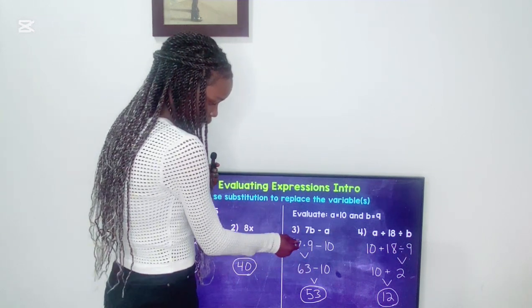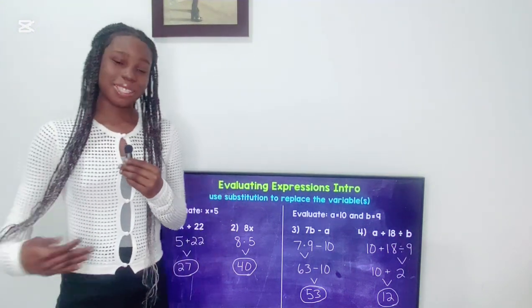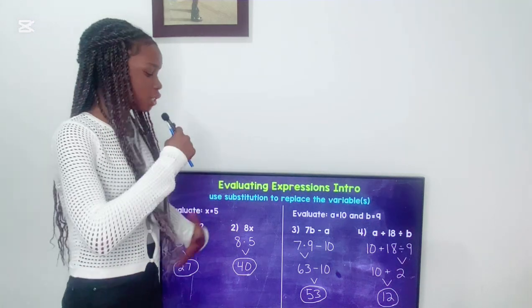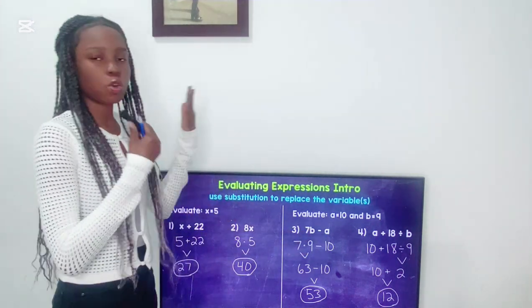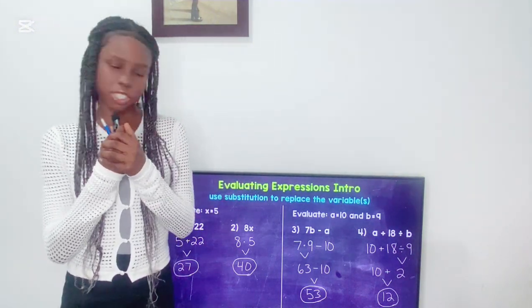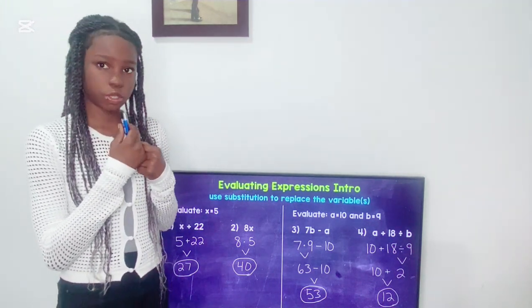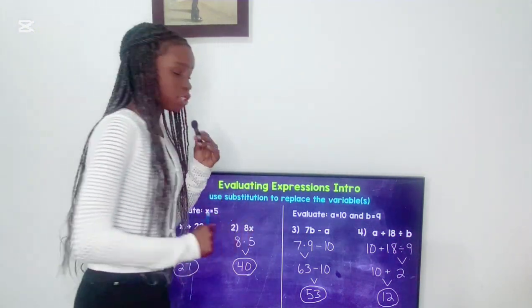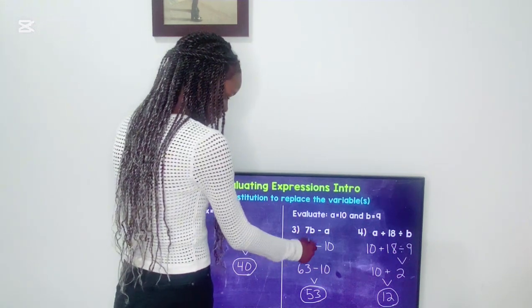Again, as you can see, I just wrote it down: 7 times 9 minus 10. Now this is when the order of operations comes in, because we have multiplication and subtraction. So what comes first in order of operations? Well, we need to ask ourselves, do we have any parentheses? Because parentheses come first. No, we don't. Do we have exponents? No, we don't. Do we have multiplication or division? Yes, we do. And since we have that, we'll take 7 times 9 first.